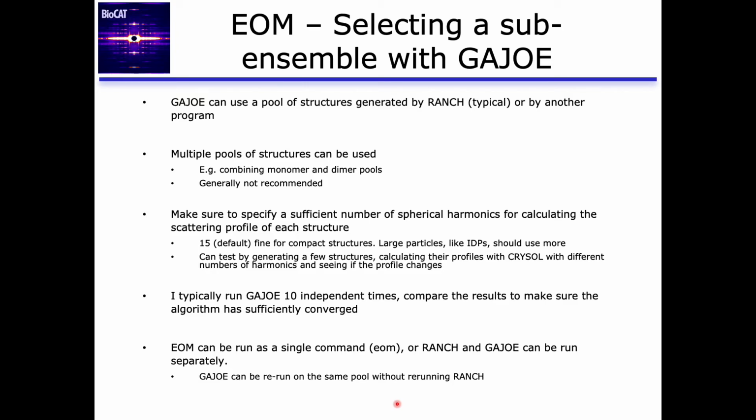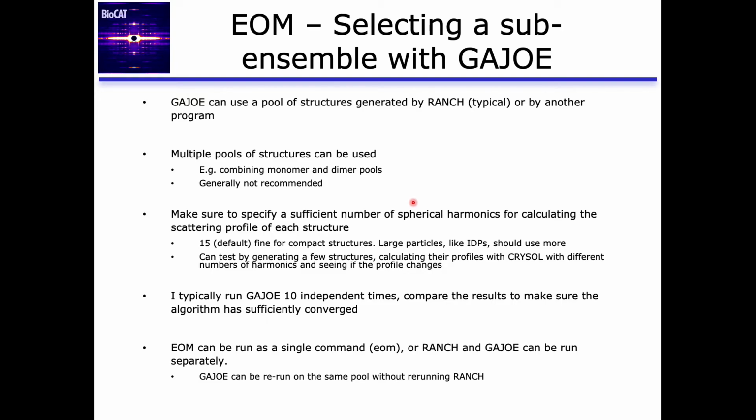I want to talk about some tips for actually using it. So one interesting thing is you can use this genetic algorithm on a pool of structures generated by Ranch, which is what we typically do, or by another program. So if you have another way of generating the structures through, say, a Monte Carlo MD method or something like that, you can then take that pool and put it into the selection algorithm. Multiple pools of structures can be used, for example combining monomer and dimer pools, but this is generally not recommended. So then you're asking a lot of your selection algorithm to be able to pick out these different conformations.